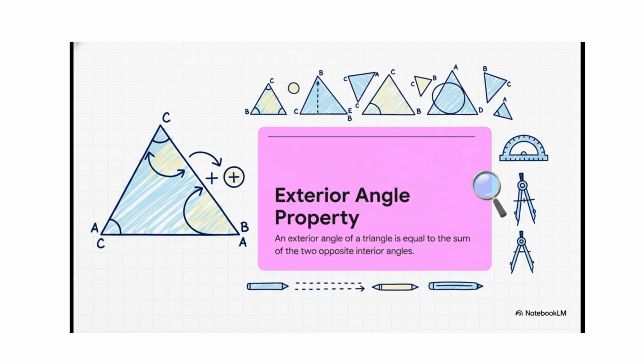And check this out. This property gives us a fantastic little shortcut. If you just extend one side of a triangle, see that angle it makes on the outside? That's called the exterior angle. And here's the cool part. That exterior angle is always equal to the sum of the two interior angles that are furthest away from it. It is such a handy tool for solving problems in a snap.